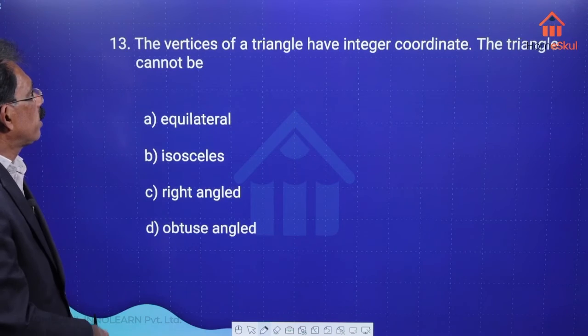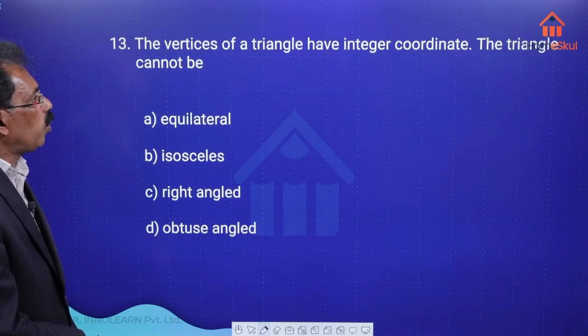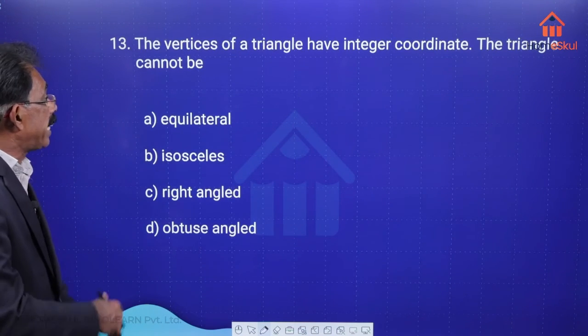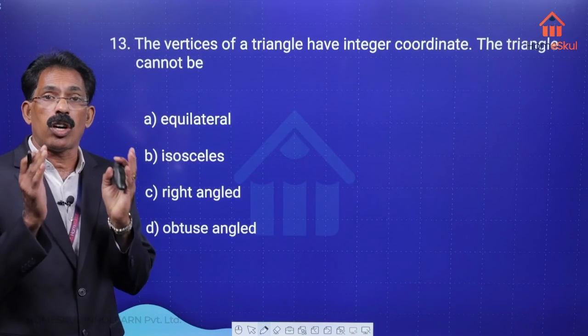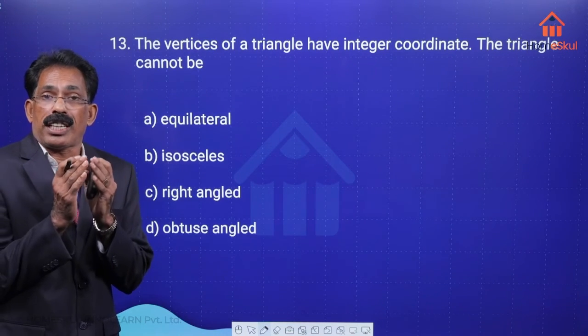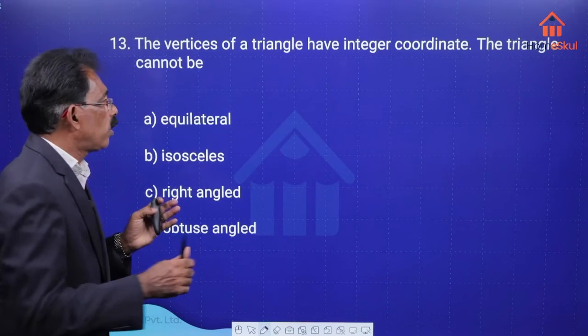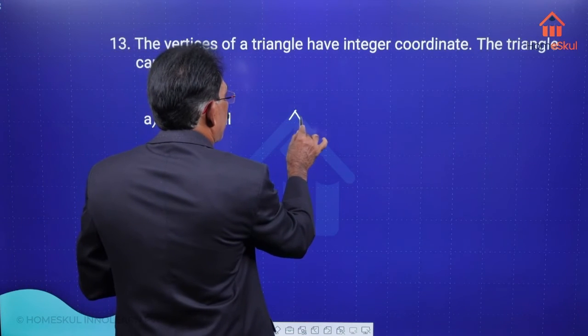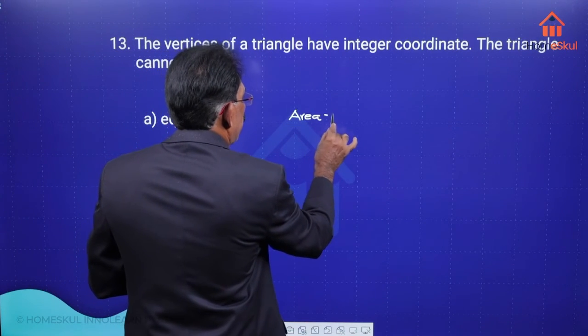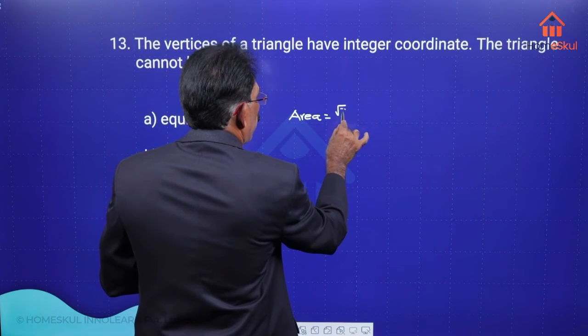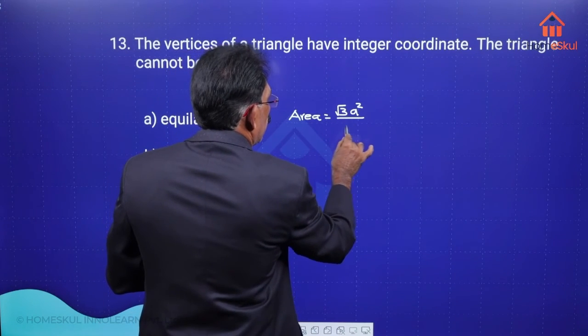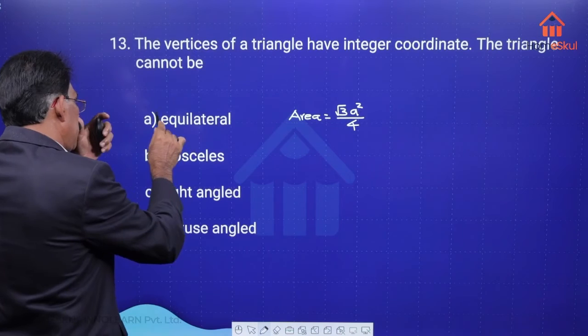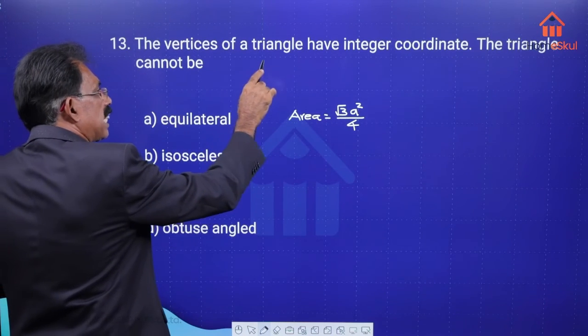So this is question 13. The vertices of a triangle have integer coordinates. The triangle cannot be an equilateral triangle, because the area of an equilateral triangle is equal to root 3 S square divided by 4. So definitely these coordinates are not integer.